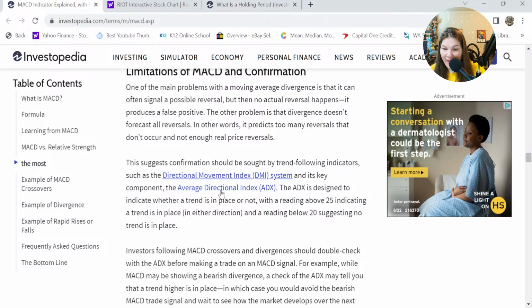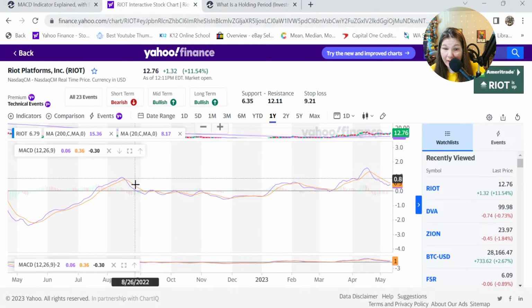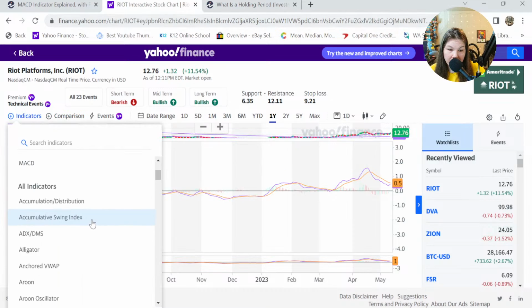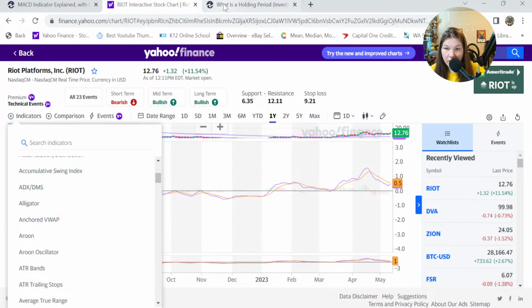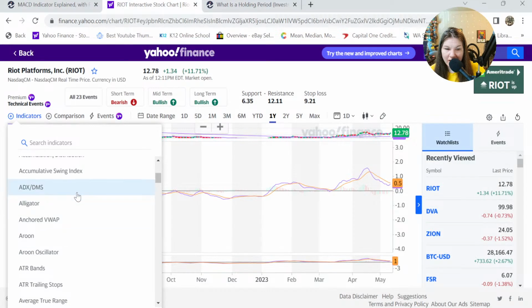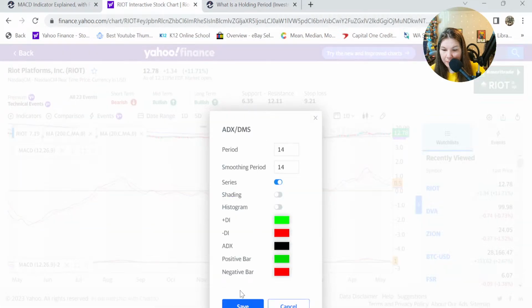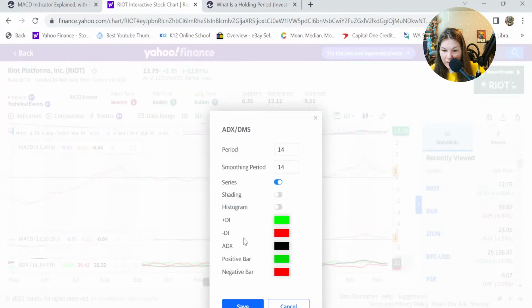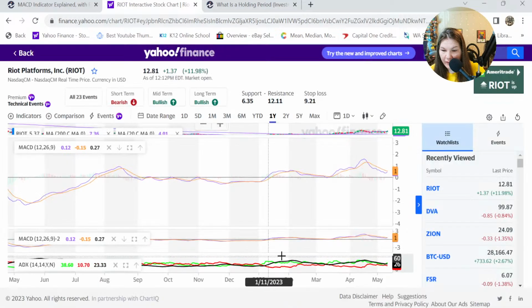Let's see if they have that. The Average Directional Index, guys. See what it is. We pop up here to indicators. What was it called? ADX? Yeah, we found it. There it is, ADX. Let's throw it up there. Okay, ADX right here. We got the DI is green, the negative DI is red, ADX is black. Okay, ADX is black. We know that.